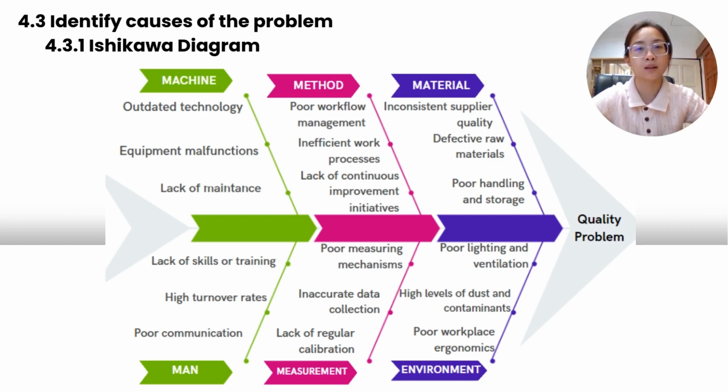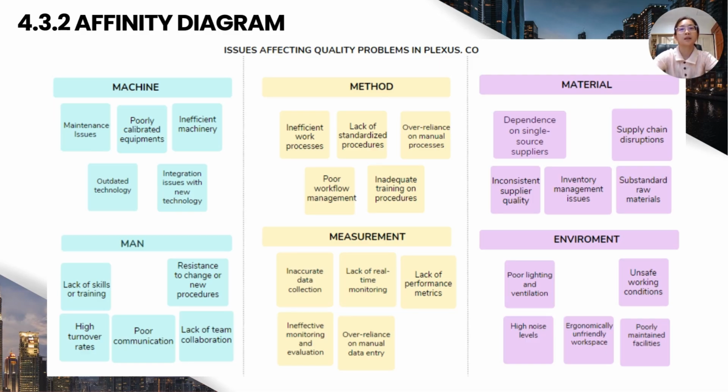Poor workplace environments. Next, I'll be explaining the use of the affinity diagram in our project. We identify 6 categories, which are machine, method, materials, man, measurement, and environment.